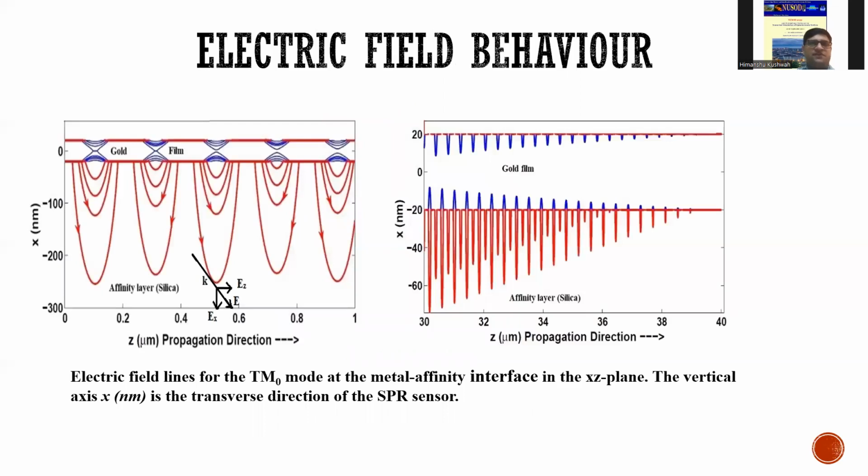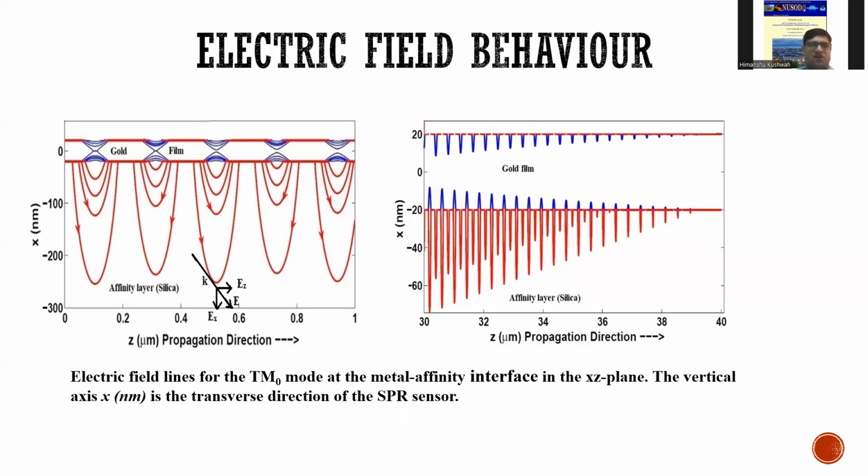So these are the instant electric field lines appearing in the form of discontinuous loops, generated using the Maxwell equations for an SPR sensor configuration, which we have just shown you. The SiO2 is used as an affinity layer in the SPR sensor for the detection of bacteria like E. coli present in the aqueous solution. These figures show the instant electric field lines appearing in the form of loops in the XZ planes of the sensor at the gold silica interface.